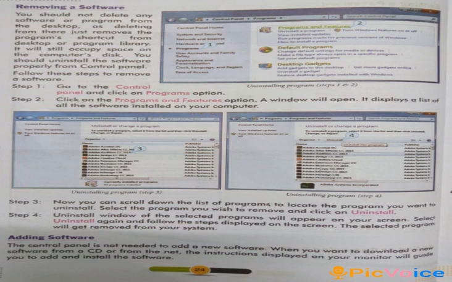Adding software. The control panel is not needed to add a new software. When you want to download a new software from a CD or from the net, the instructions displayed on your monitor will guide you to add and install the software.